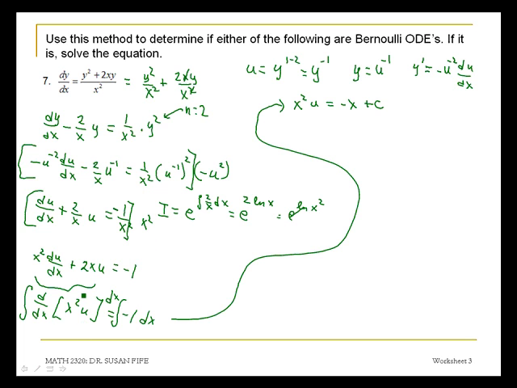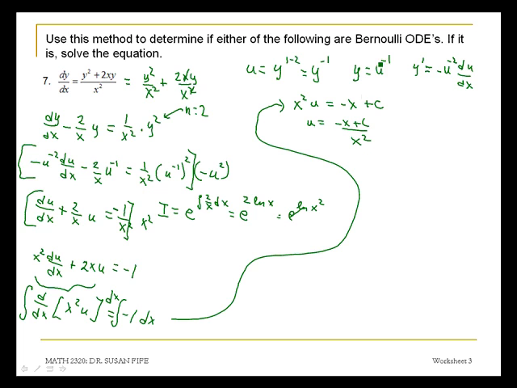That x squared u comes from inside the brackets, and when you integrate negative 1 with respect to x, you get negative x plus the constant of integration. And here I'm going to divide by x squared. So I get u is negative x plus c divided by x squared.